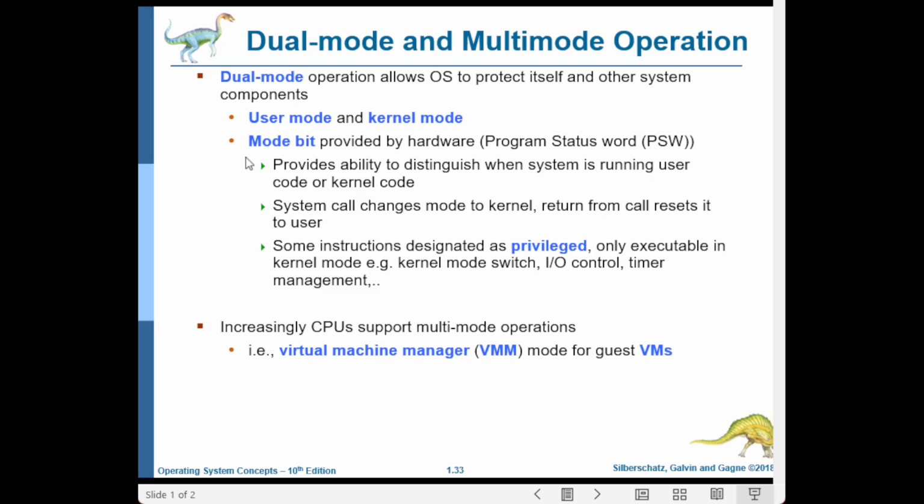To accomplish dual mode, a bit is added to the hardware. This bit, known as the mode bit, is able to distinguish when the system is running user code. So when the system is running user code, the mode bit is 1. When the system is running kernel code, the mode bit is 0.